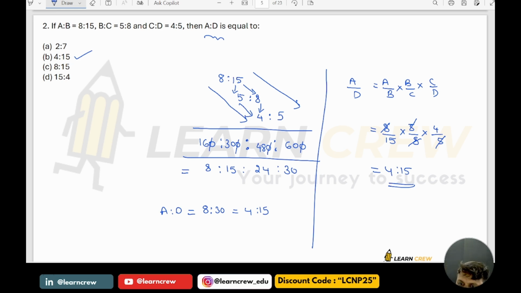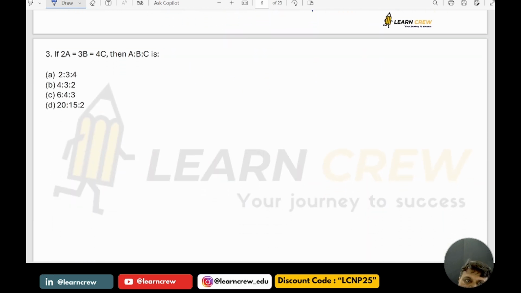Next. 2A is equal to 3B is equal to 4C. I already have given you a technique. If PA is equal to QB is equal to RC, then what did I say? A is to B is to C. What is the formula I told? A is to B is to C would be QR is to PR is to PQ.